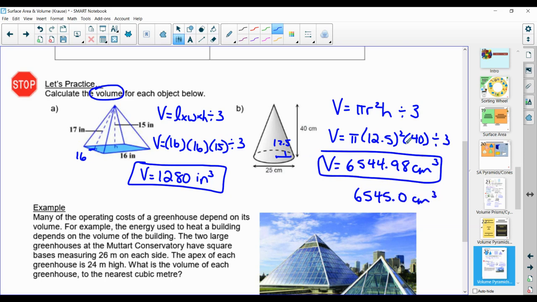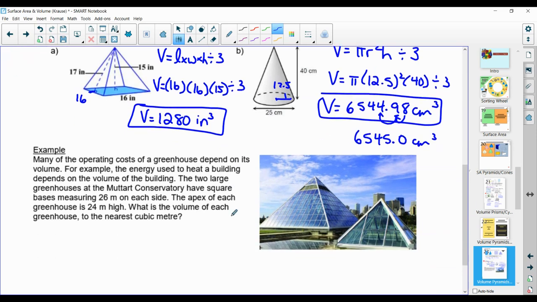If I had to round that to the nearest tenth, it would be 6,545.0 centimeters cubed. Because the 9, if I have to round to the nearest tenth, the 9, when I look at the 8, tells me I have to round up the 9. That makes it a 0, which causes a chain reaction and makes me round up the 4 to a 5. So if I had to round this number to the nearest tenth, I would have 6,545.